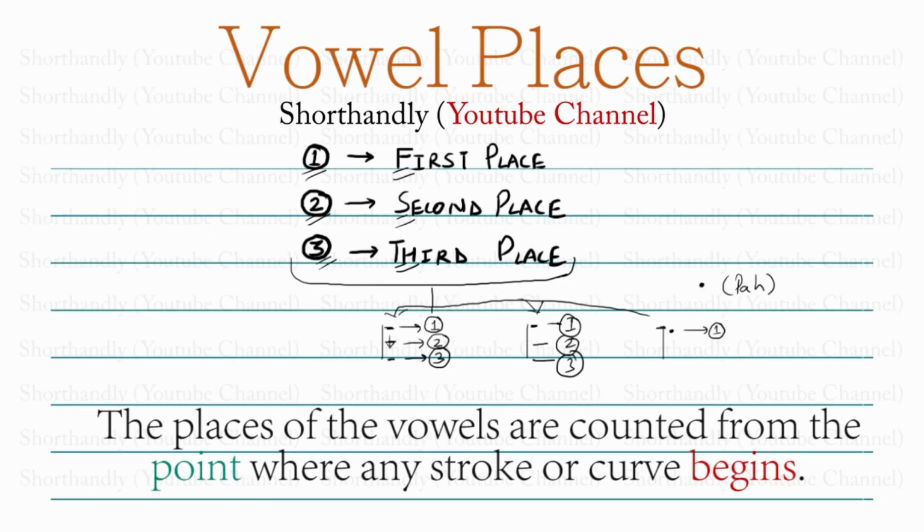Now in the same way, if we have to put the vowel on the second place, as we already know this is the second place on this stroke, we will put the vowel up here. So we will say that we put the vowel on the second place. Now suppose we have to put the vowel on the third place, we will put the vowel up here. So again we can say that we put the vowel on the third place. Alright, so that's how you put the vowels on a stroke.